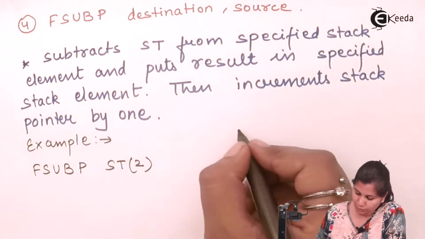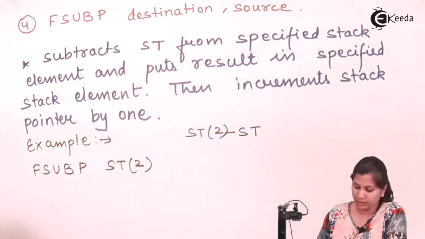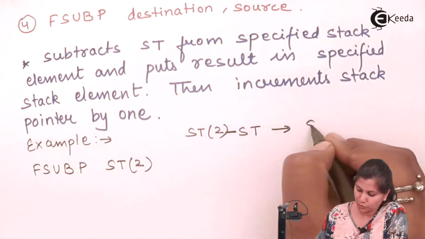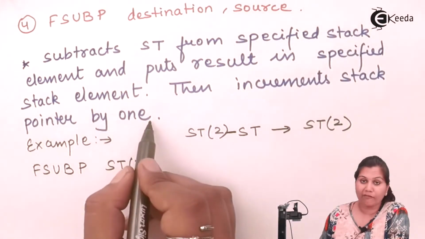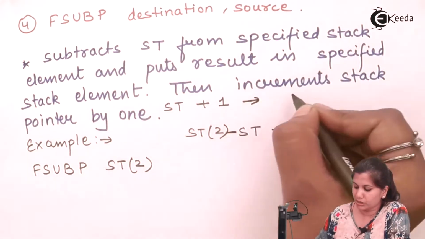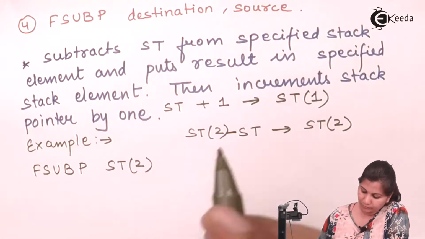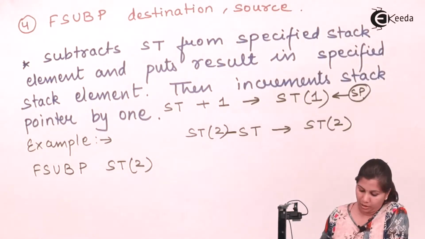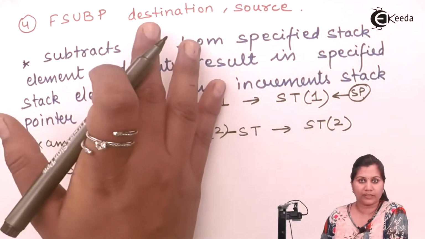So this instruction is going to subtract ST from ST2, okay, and the result is stored in the specified stack element, that is the result is stored in ST2, okay, and then the stack pointer is incremented by 1. So earlier the stack pointer was at ST, it is incremented by 1, so the new stack pointer will be at ST1, okay. This is the new location for the stack pointer. So this is the FSUBP, just like FADDP was there.